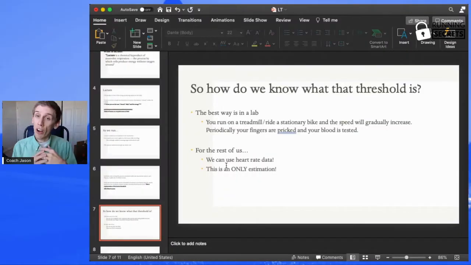Estimation, just like heart rate data, is only an estimation of what is actually going on. We talked a little bit about last week of chest strap versus wrist strap. I had a follow-up post talking about that, where chest straps are a little bit more accurate than wrist straps, or wrist bands, I guess. So just an estimation.